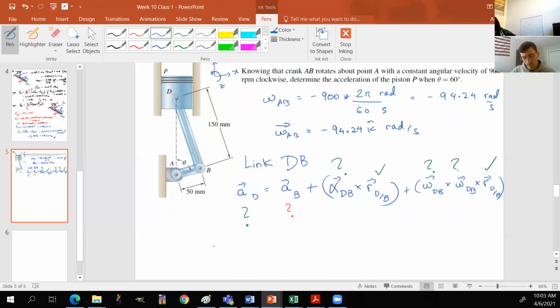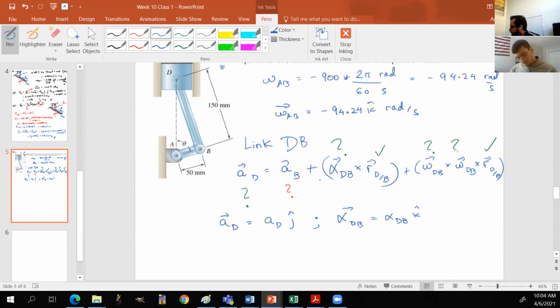What can I say about AD? It's linear, so it can only go in the I direction. Exactly. Because it's constrained to move only in the vertical, I know the acceleration has only one component, so only one unknown, not two. And alpha DB, let's just say that's alpha DB k hat. So in this expression on top, I've got three unknowns, well, four unknowns because AB has two components.